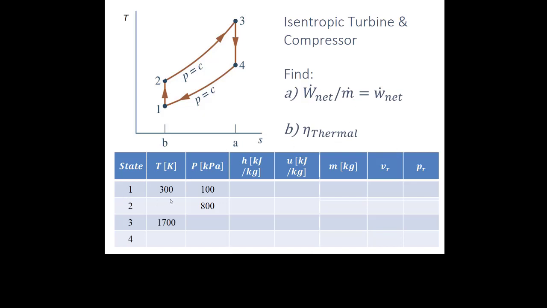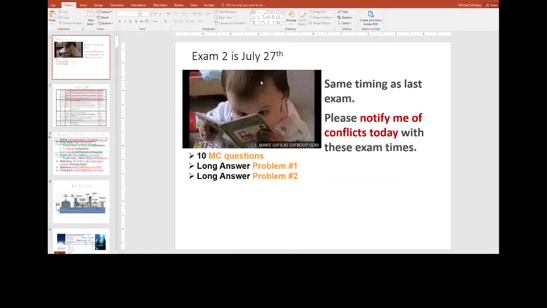And all they tell us is the temperature and pressure at the inlet, the pressure at the exit of the compressor. So it might also tell us the compressor pressure ratio is 8 here, the high pressure divided by the low pressure. And then the temperature at state 3. So can we solve the problem?